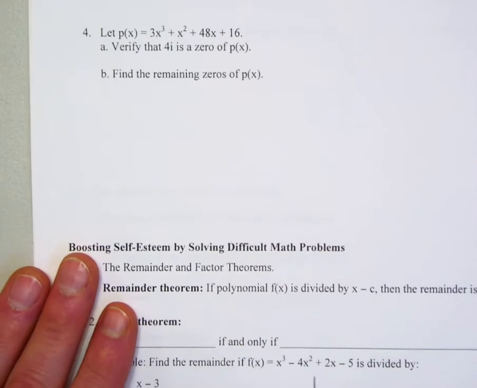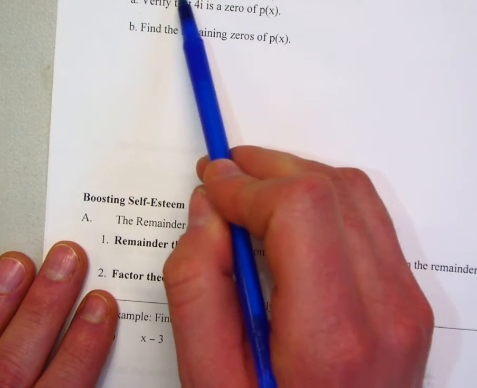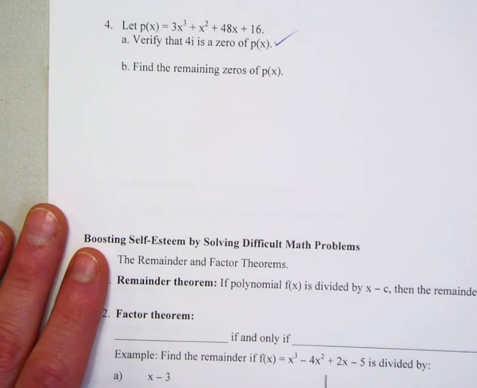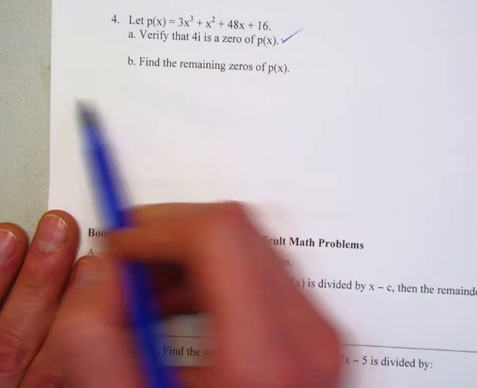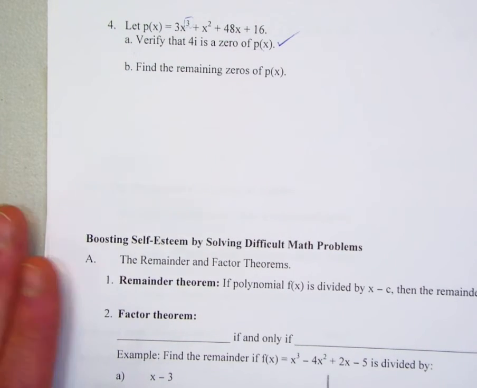All right. First thing I'm going to do is verify. If you plug in 4i to each one of these, you do get 0. So we can say check. Yep, it works out. I know that 4i is going to be a 0 for that one. Now I want to find the remaining zeros. There should be a total of 3 numbers that I'm looking for. I know that because the degree says it.